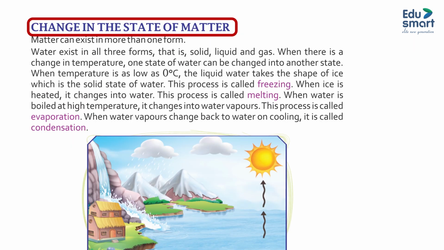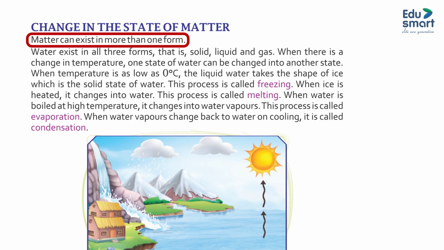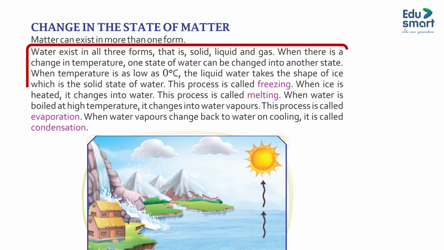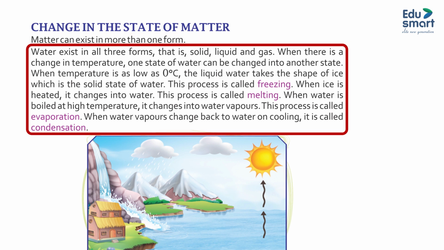Change in the state of matter. Matter can exist in more than one form. Water exists in all three forms: solid, liquid, and gas. When there is a change in temperature, one state of water can be changed into another state. When temperature is as low as 0 degrees Celsius, the liquid water takes the shape of ice, which is the solid state of water. The process is called freezing.